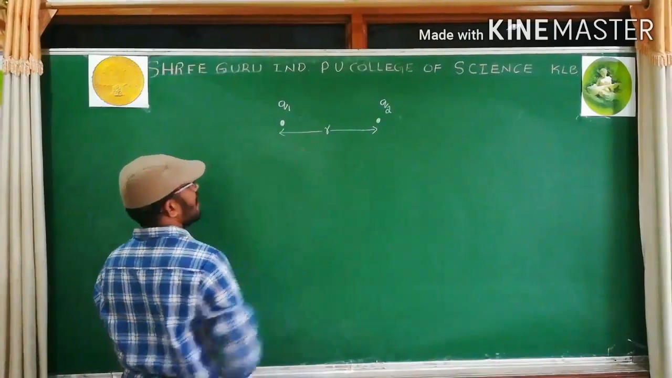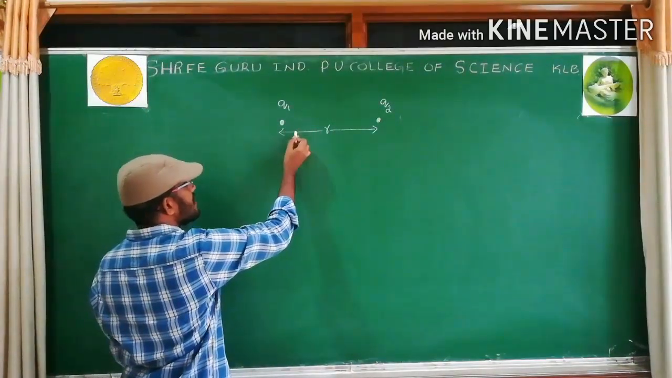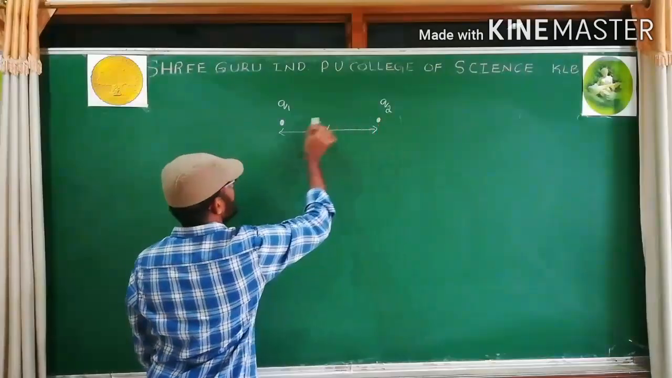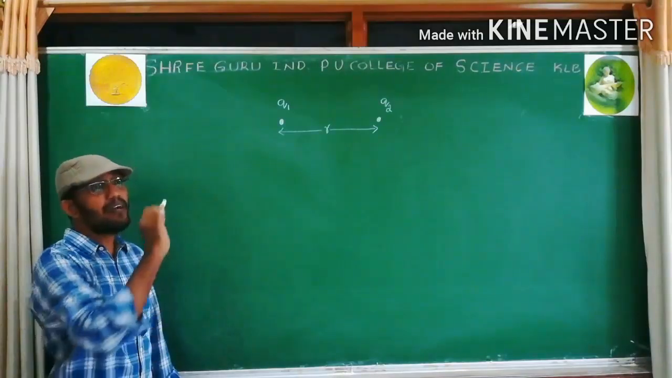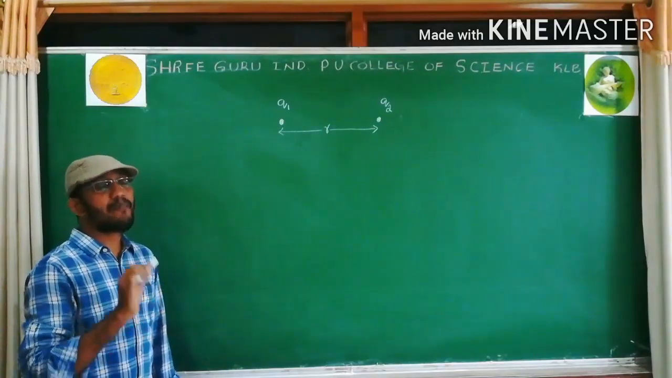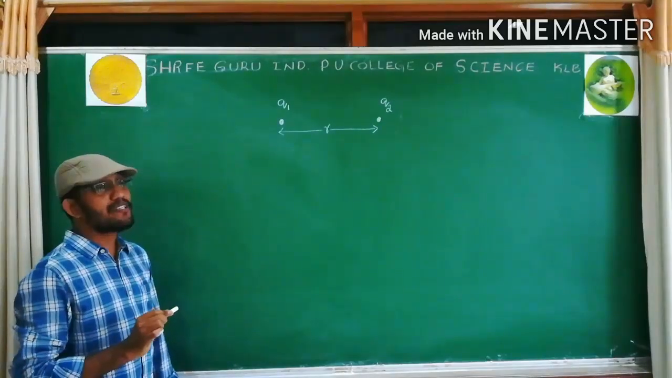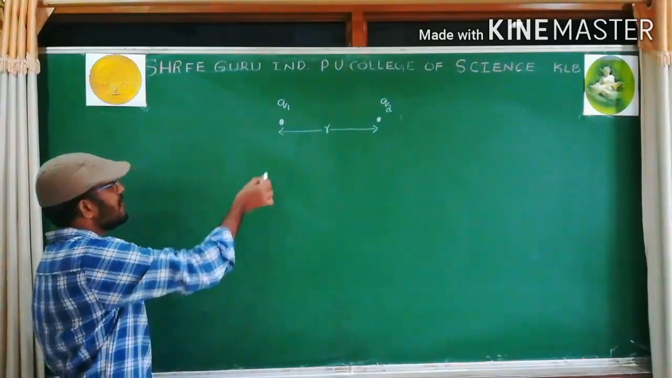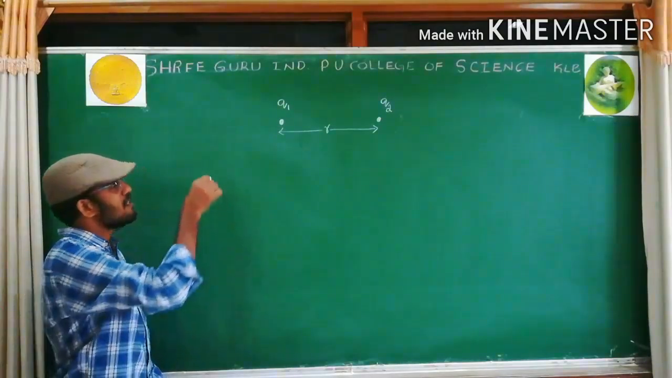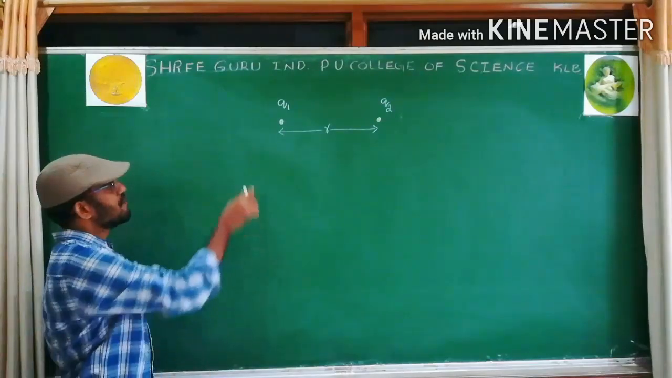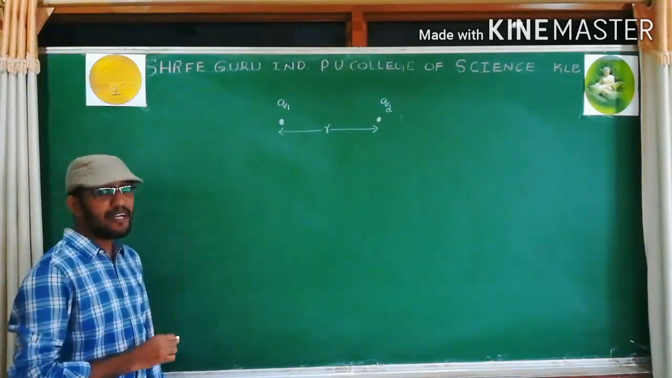The size of these two charges is negligible compared to the distance between them. That's why here Q1 and Q2 are like point charges. Why are Q1 and Q2 point charges here? Because their size is negligible compared to the distance between the two charges. That's why these two charges are point charges. Now we can apply Coulomb's law.